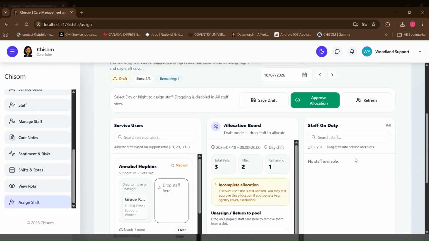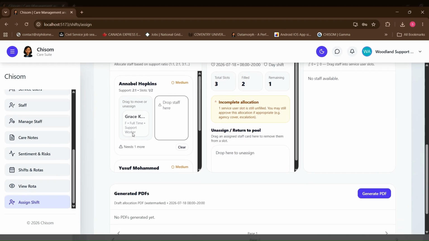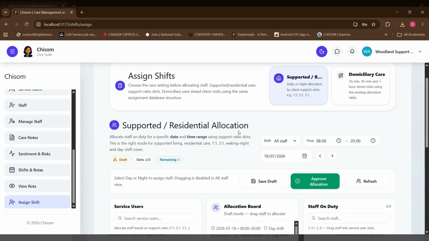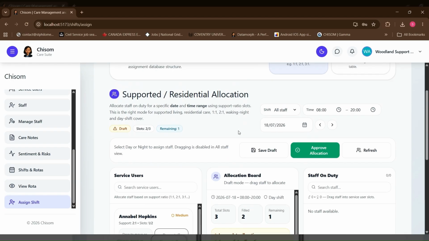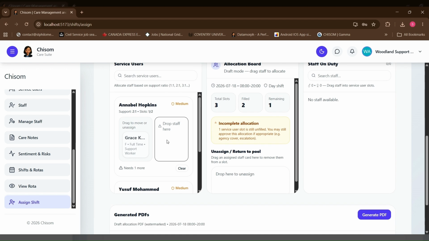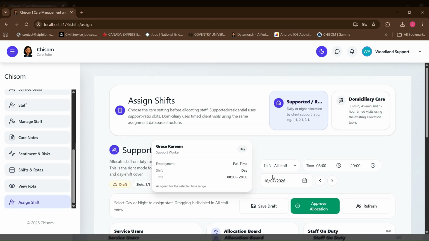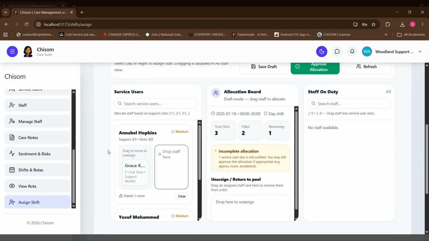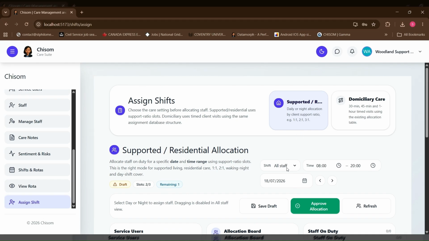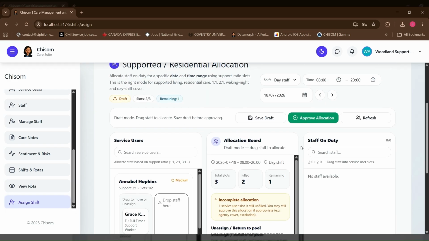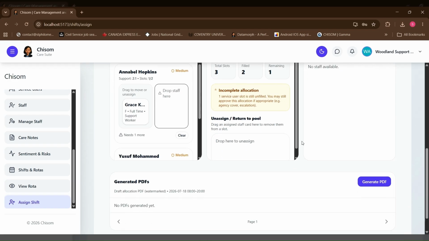Back to this, you see that this person has been assigned, so I can't remove it anymore unless I come over here. For instance, if I come like this, alright, so this is it. So I can take it off and put it here. I can always drag and drop.